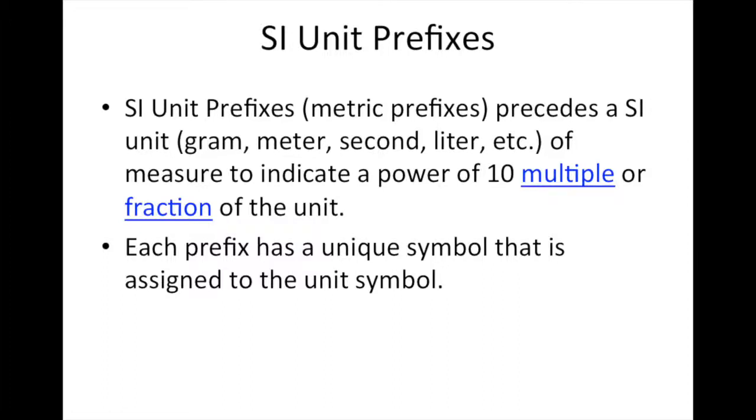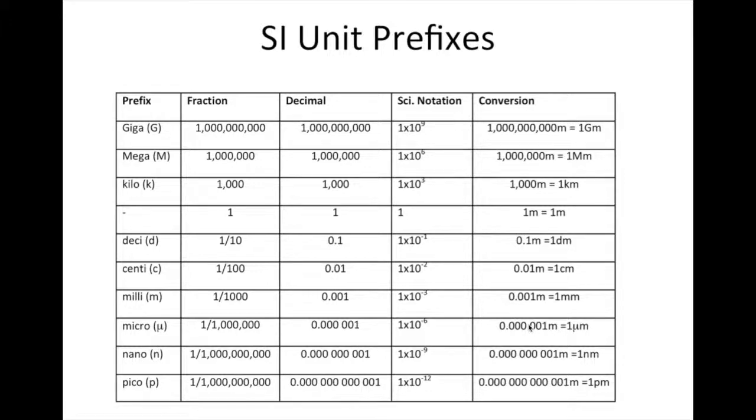So let's take a look at some of these. Here's a list. Now this is not a complete list, but these are the ones you want to be familiar with. Let's take a look at one of them, for example. The prefix giga is abbreviated with a capital G, and the prefix indicates a billion. Written in scientific notation, it would be 1 times 10 to the 9th. And so if you put the prefix giga in front of an SI unit, like a meter, 1 gigameter, since a giga indicates a billion, 1 gigameter is a billion meters.